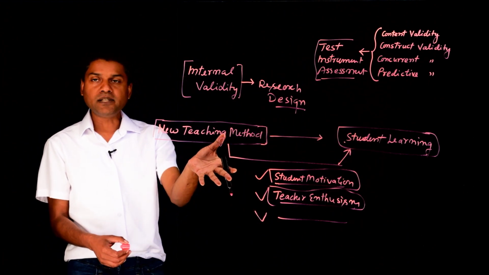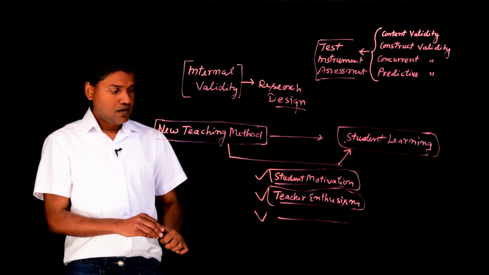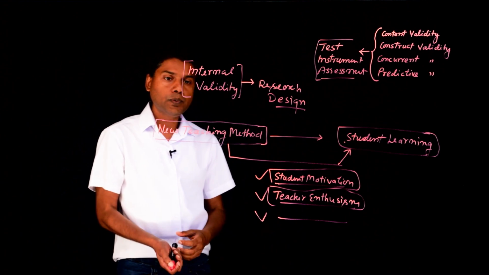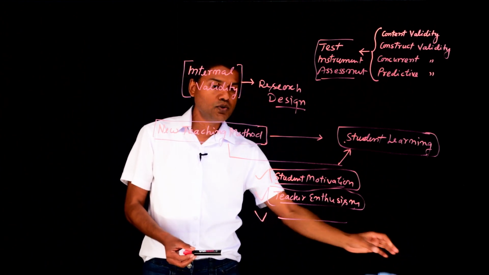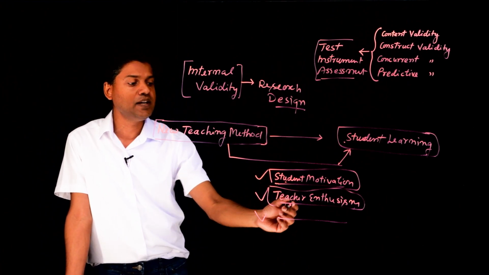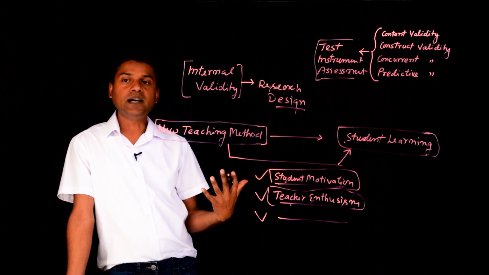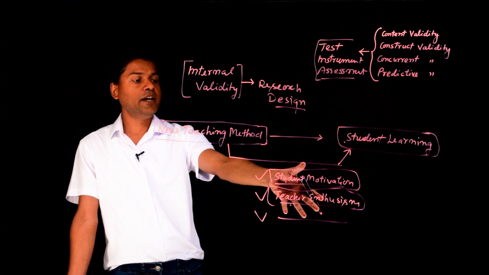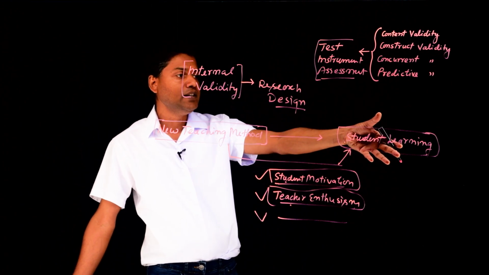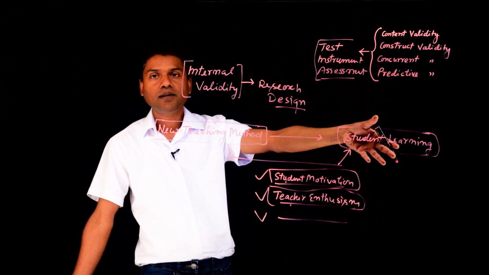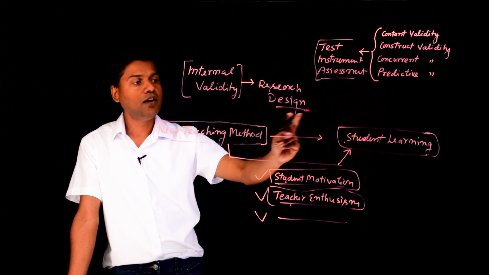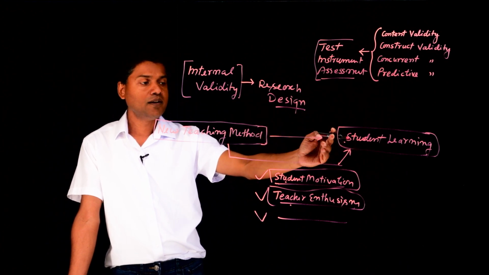So let's take the same example. As a researcher, what could I do to enhance my internal validity? In this case, to control these variables, student motivation and teacher enthusiasm, I can use a design where I can control these variables so that I can clearly state that the change happening in the dependent variable is caused by manipulation in the independent variable. So a clear cause-effect relationship can be established.